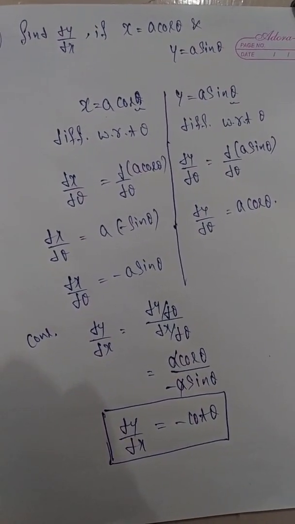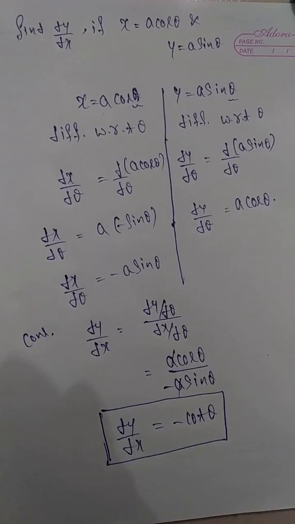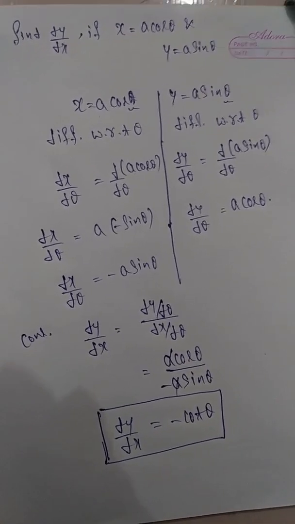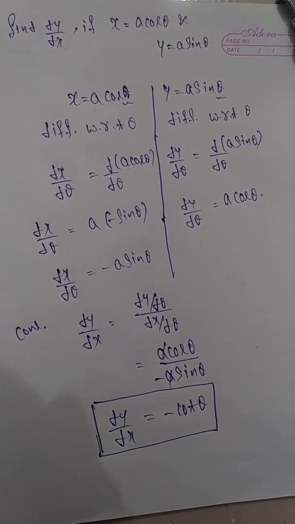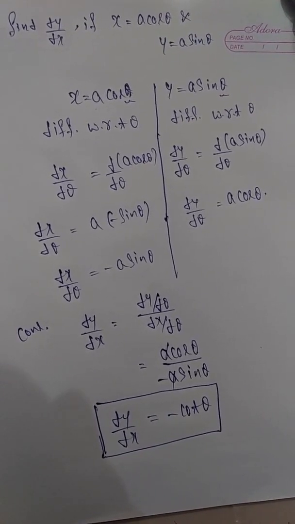So in the last problem it is in the form of t. In this problem it is in the form of θ. So that is the main difference. So rest all the differentiation is the same. So practice more and more number of times. You will get 3 marks very easily.